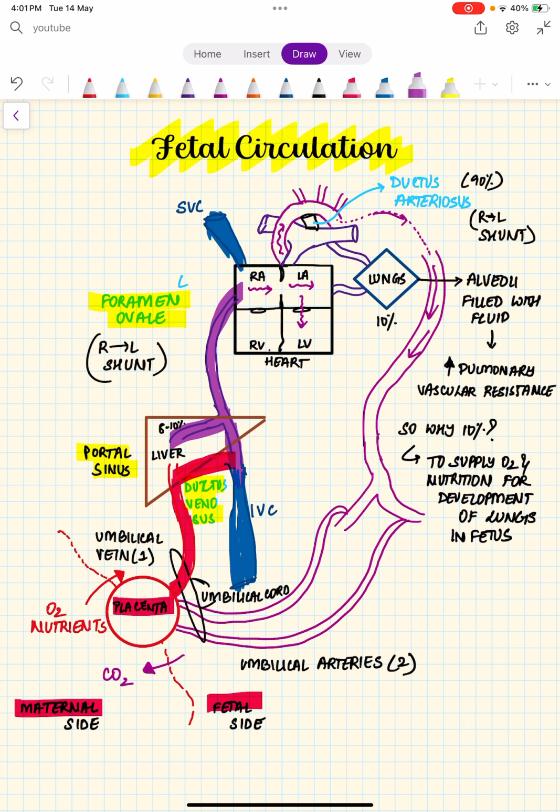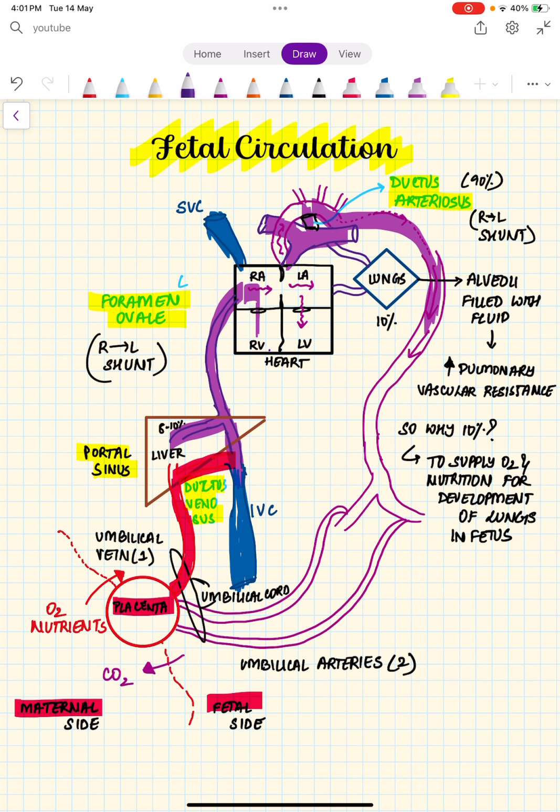The second pathway that it can opt is wherein the partially deoxygenated blood can move via the right ventricle, then into the pulmonary artery, and in the pulmonary artery we have another vascular shunt which is operating called the ductus arteriosus, from where the blood traverses from the pulmonary artery into the arch of the aorta and then finally into the descending part of the aorta.